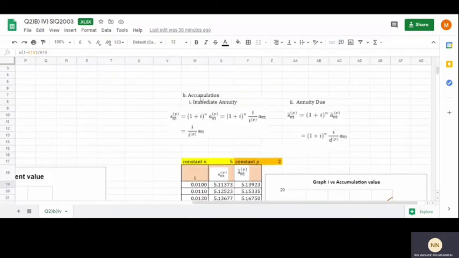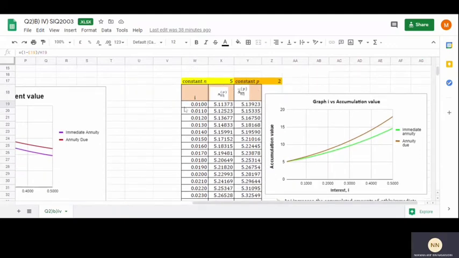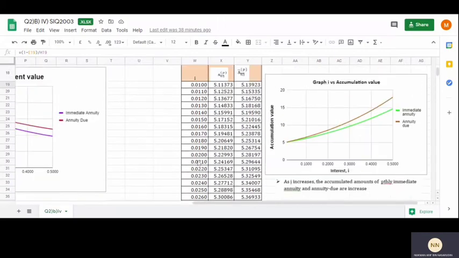Okay, next for the accumulation of the immediate annuity and annuity due. For the immediate annuity, it is equal to (1+i)^n times a-angle-n at rate p. And for the annuity due, it is (1+i)^n times a-double-dot-angle-n at rate p. Same, we keep n equal to 5 and p equal to 2. So we make a table for i from 0.01 until 0.5.